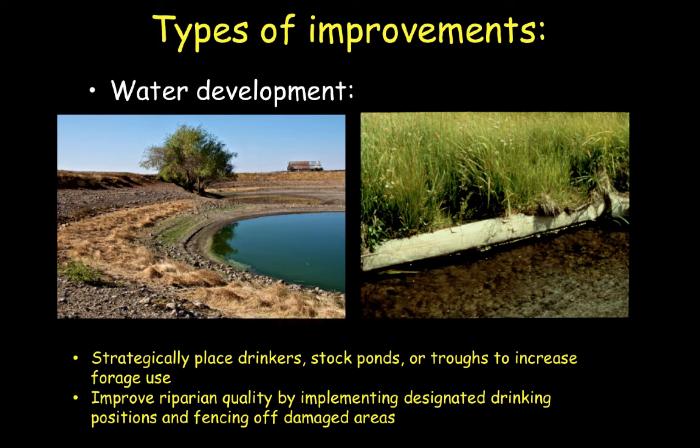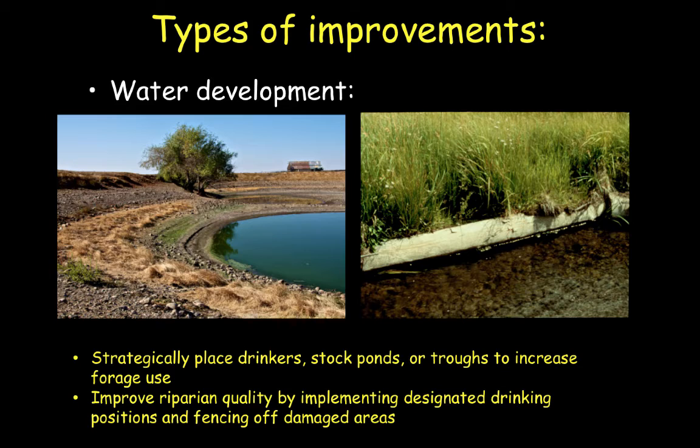Water development, this is different than riparian areas. So this is actually creating new water sources. So a lot of this is done by either putting in new stock ponds, new reservoirs, drinkers, or actually putting in new piping systems to new stock tanks and new drinkers on rangeland.